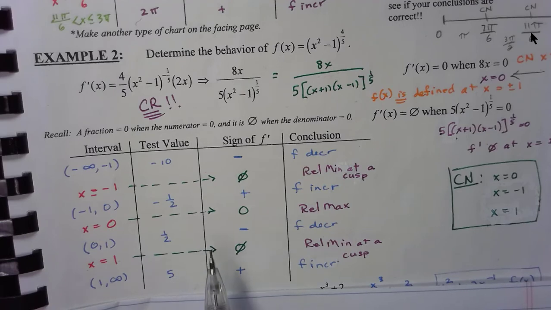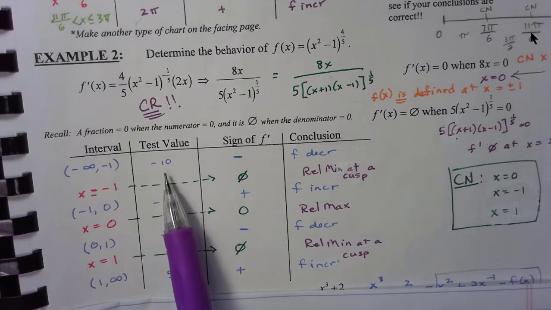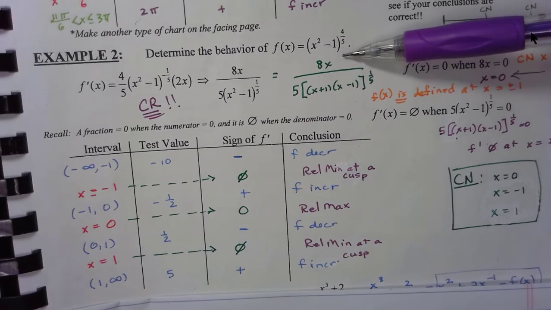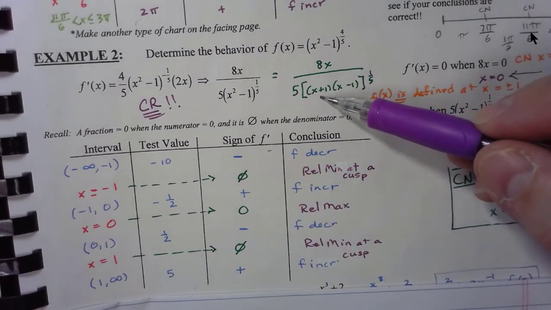I'm not interested in so much what the number is as to whether I'm positive or negative when I test it. So for instance, when I take negative 10 and I substitute it here, the top is going to be negative. The bottom, I have a negative plus 1. Negative 10 plus 1 is negative.